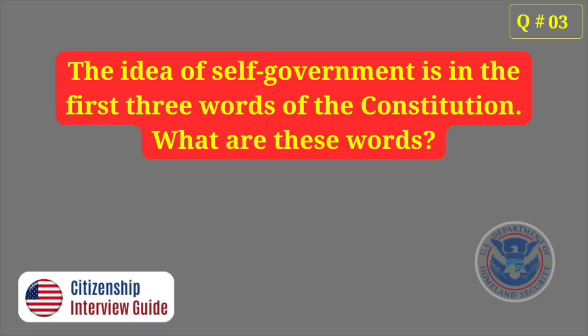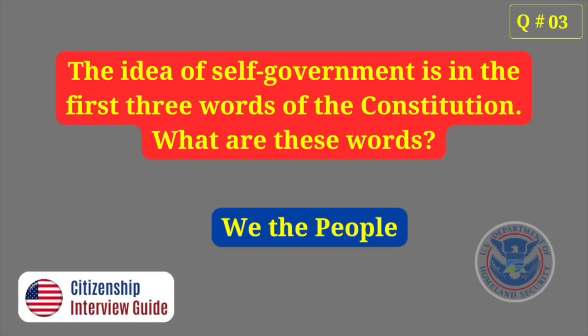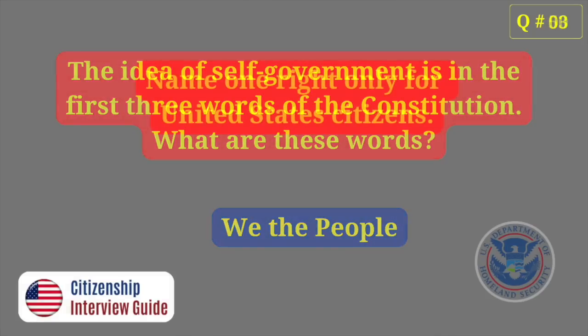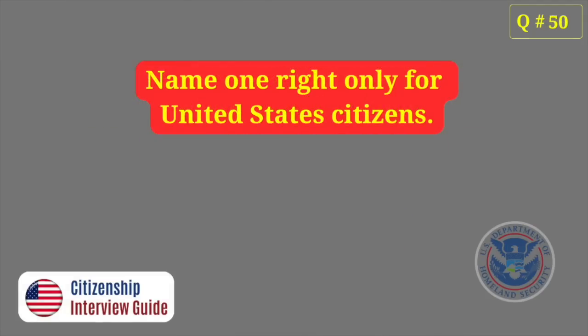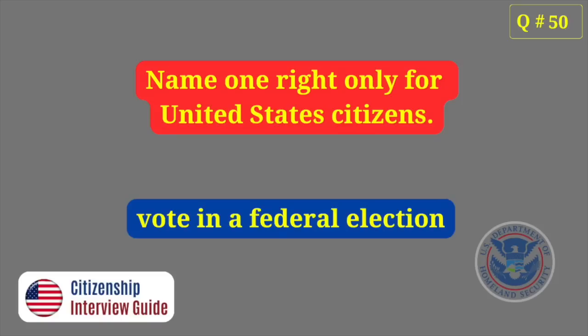The idea of self-government is in the first three words of the Constitution. What are these words? We the people. Name one right only for United States citizens. Vote in a federal election.